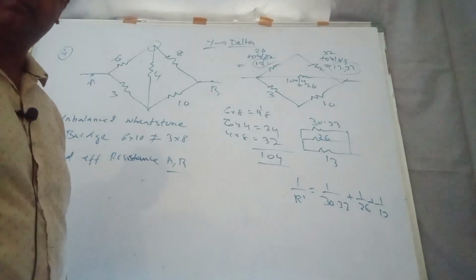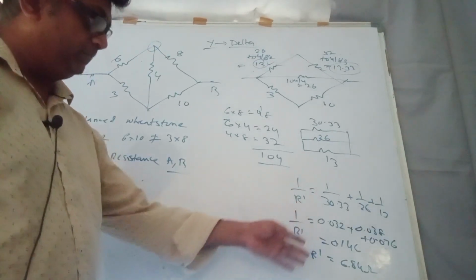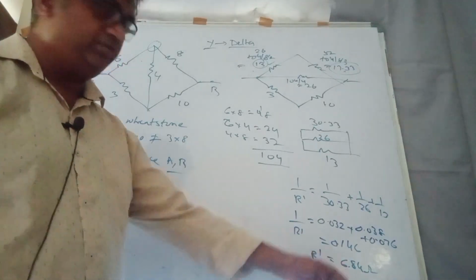So the calculations are performed here. You can see the value. Finally, you will get R dash is equal to 6.84.